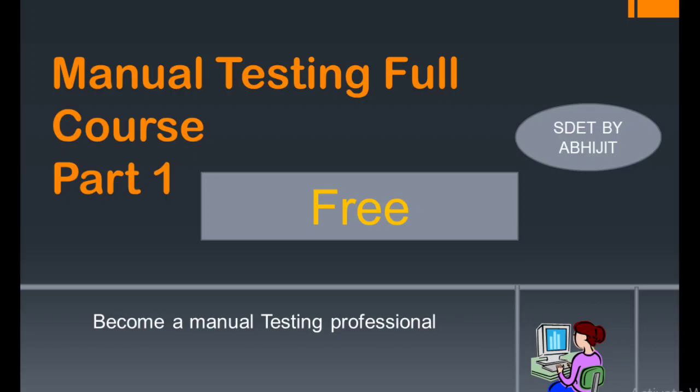In today's session, we are going to learn a manual testing full course. So, this is part 1 of the manual testing full course. In this session, we are learning what software testing is, and the types of software testing. There are two types of software testing: automation testing and manual testing. In this session, we will learn manual testing. Later, we will learn automation testing also, but this session is only on manual testing. So we are going to start this session.